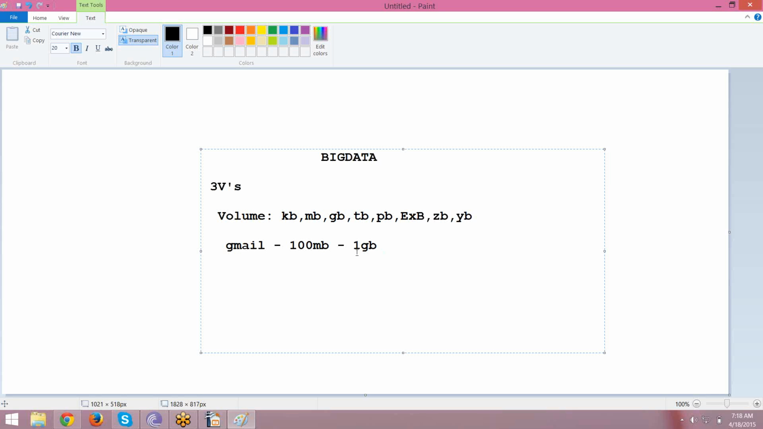What I'm explaining is, 100 MB is not big data nowadays, right? It's small, normal. But in terms of Gmail, it will be big data. So in normal cases, a GB is not big data, but in terms of Gmail, 1 GB is big data.